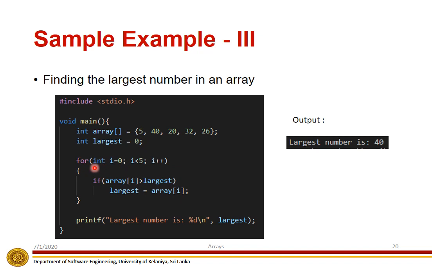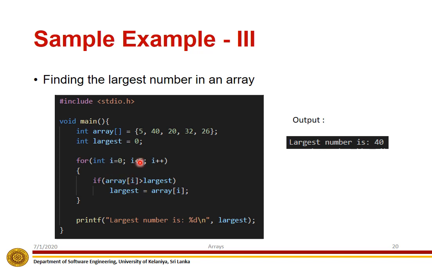This for loop goes through each element in the array. First I have declared another variable, int i equals 0. So 0 is less than 5, then it will go inside the for loop. Here there is an if condition: if the array index value is greater than the largest value, then the largest value will be the array index value.